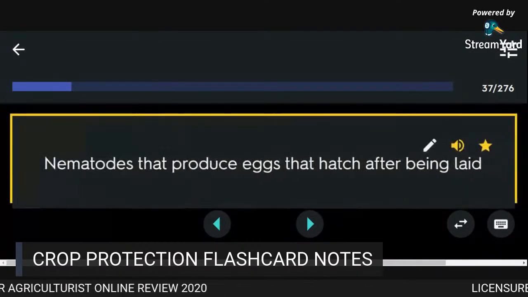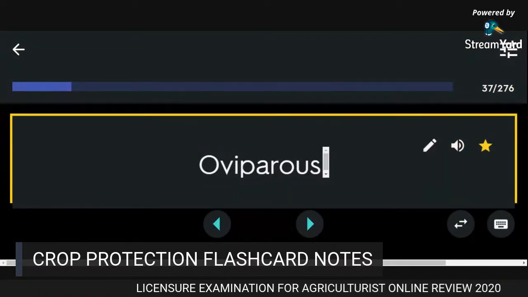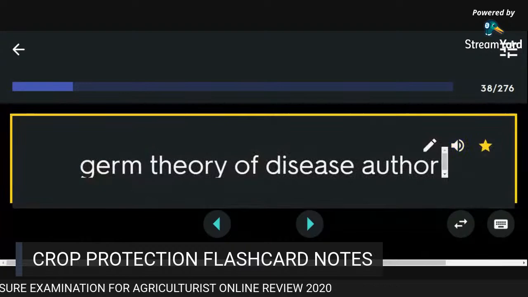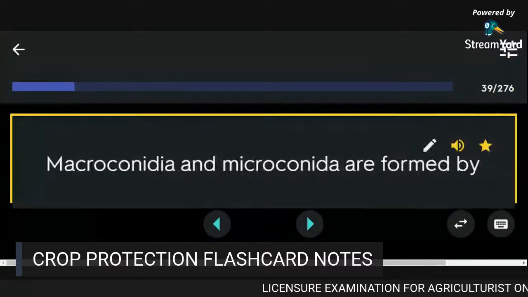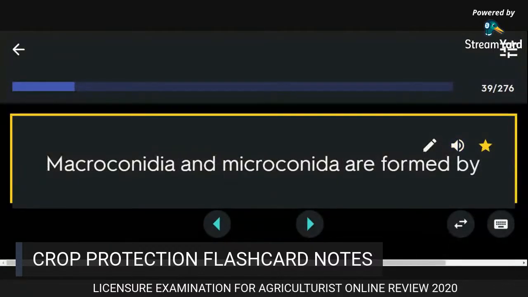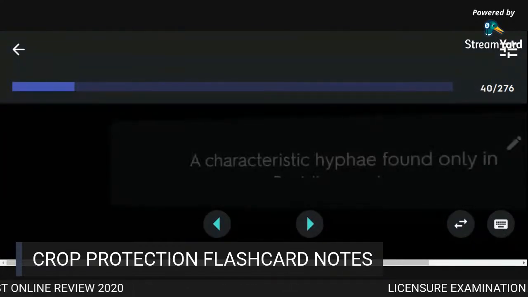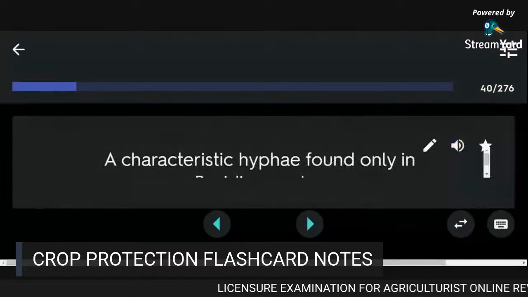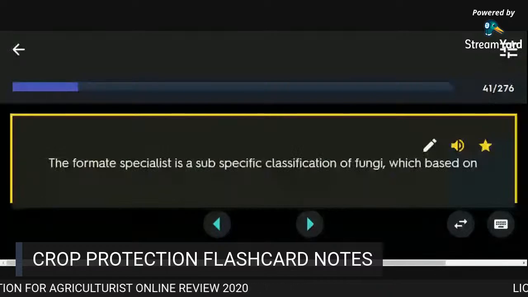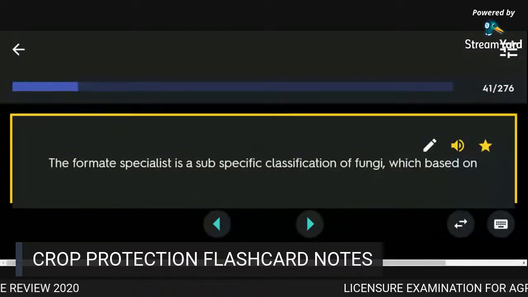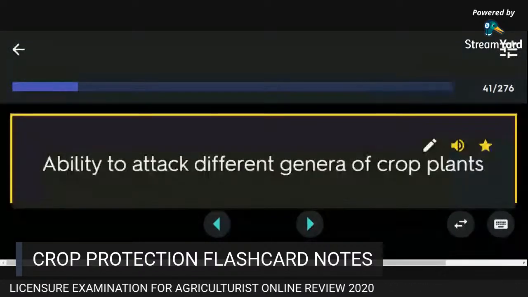Nematodes that produce eggs that hatch after being laid: oviparous. Germ theory of disease author: Louis Pasteur. Macroconidia and microconidia are formed by Fusarium spp. A characteristic hyphae found only in basidiomycetes: septal pore. The forma specialis is a subspecific classification of fungi which is based on ability to attack different genera of crop plants.